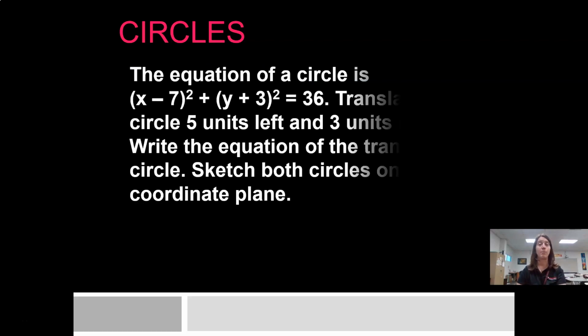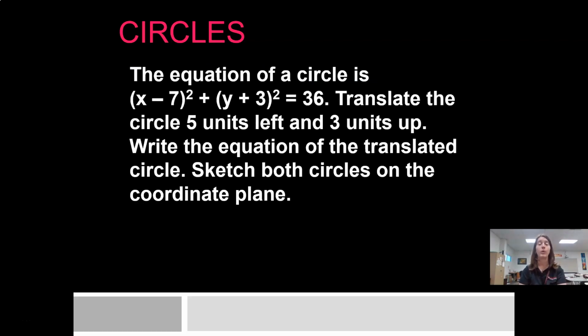So let's work through an example together. The equation of my original circle is given as (x - 7)² + (y + 3)² = 36. Our goal is to translate our circle 5 units left and 3 units up. After we do that, we're going to write the equation of the new circle, and then we're going to sketch them both on the same coordinate or Cartesian plane, so we can see here's the original circle, here's the new circle that I have. So what steps are we going to follow?